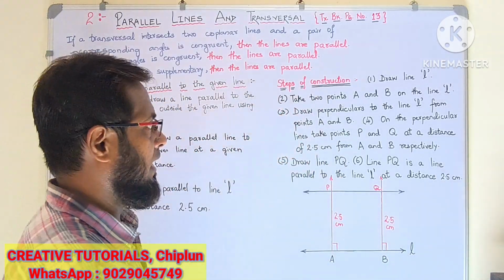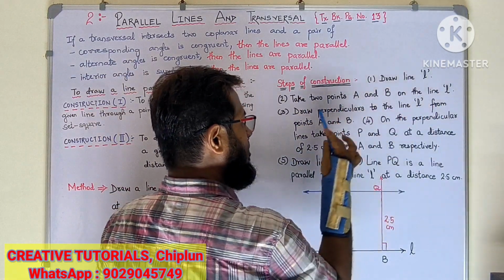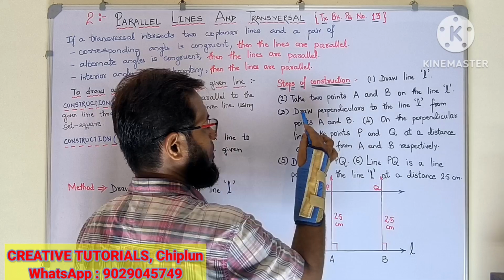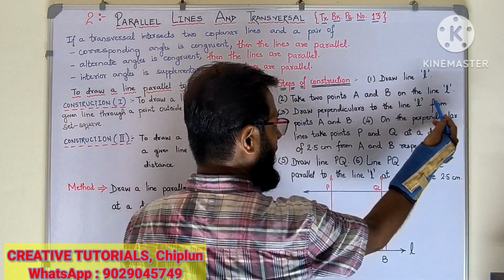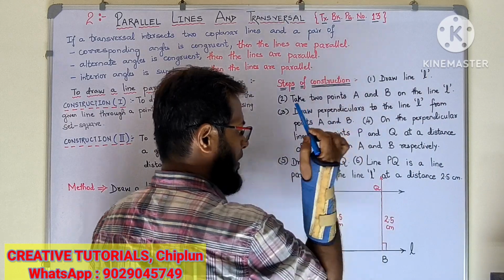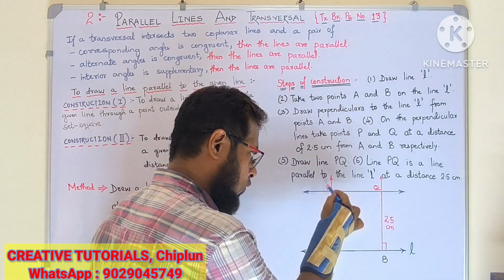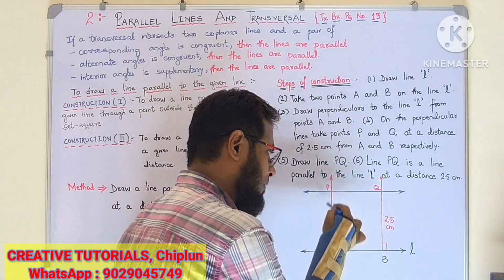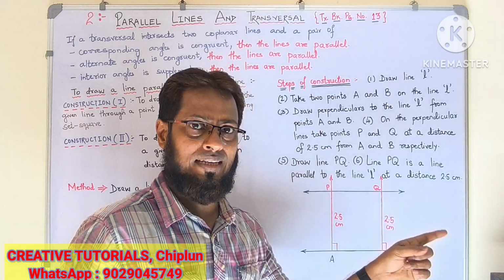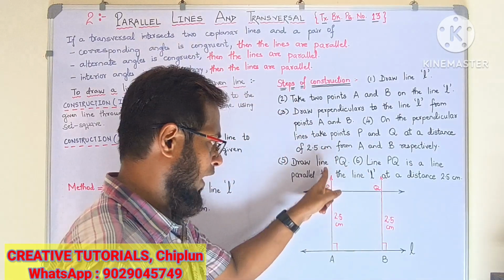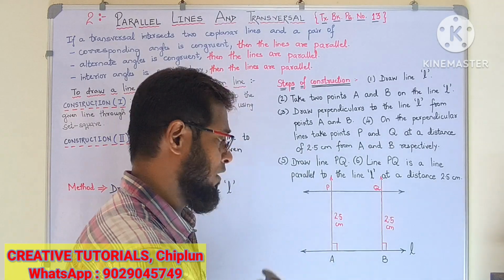Step number three says: draw perpendiculars to the line L from points A and B. See once again, draw perpendiculars to the line L from points A and B. So point A is here, and from this point we will draw one perpendicular. How to draw a perpendicular? If you remember, I have taught you in the previous video how you will make use of a set square to draw a perpendicular. If you have forgotten, let me explain one more time.